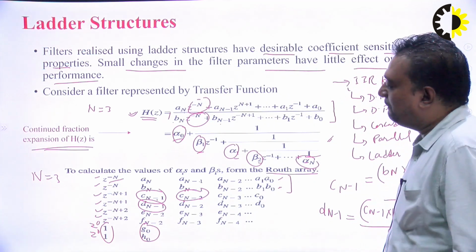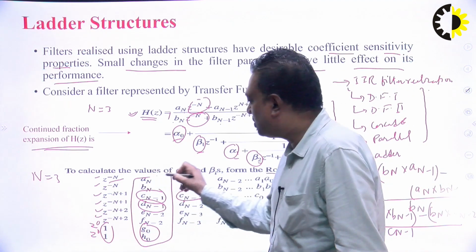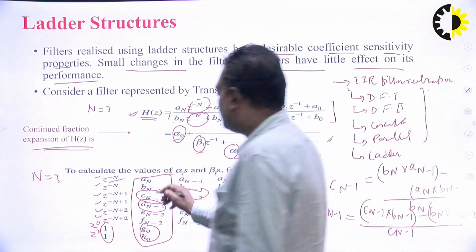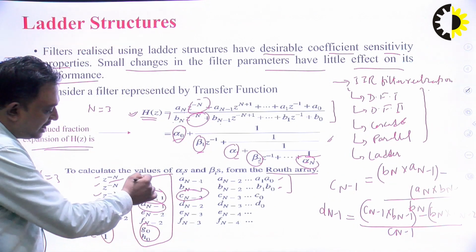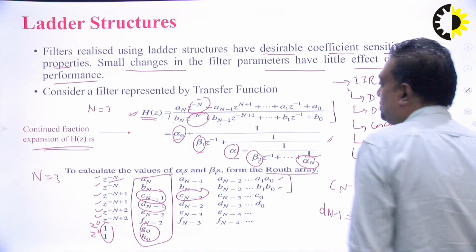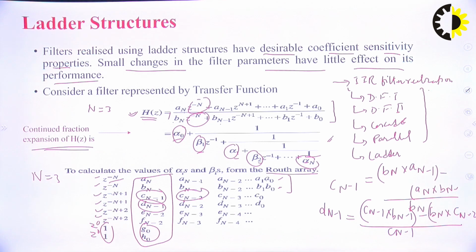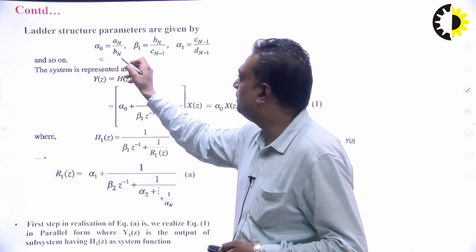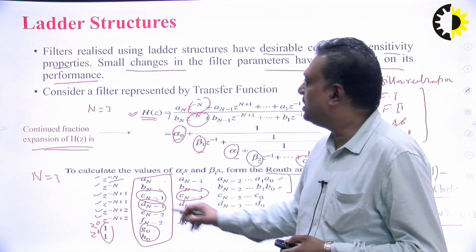Our aim is to complete the first column of the Routh array, because it is used for the calculation of these coefficients. Once you complete this Routh array, where no element is 0, and you calculate all these values, then you can calculate the coefficient values. To calculate alpha naught, alpha naught will be equal to an upon bn. The next coefficient, beta 1, will be equal to bn upon Cn minus 1.